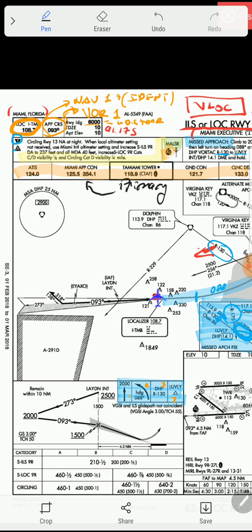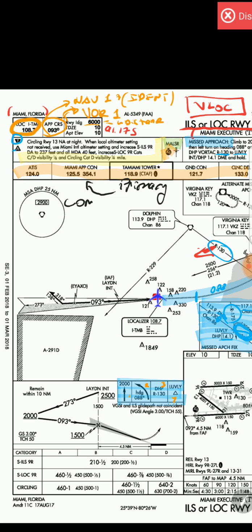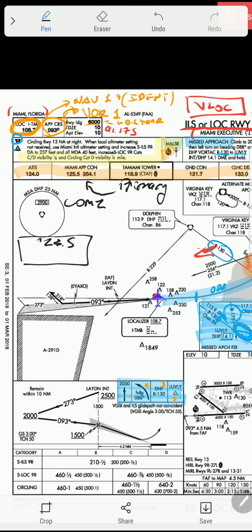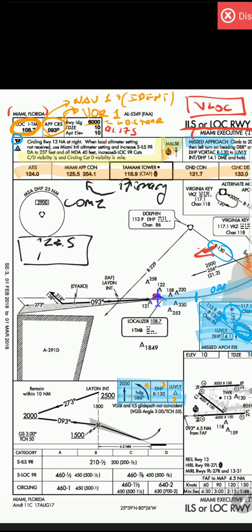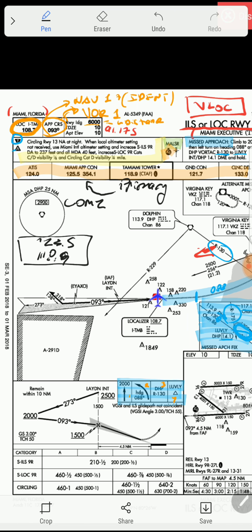So the first frequency, your communication one, let's say for example in here, I should have 125.5 on the top on active, because I have to talk to these guys so I can make requests to them, and then I gotta have 118.9 on the standby. Why that on the standby? Because that's the next frequency that I'm going to use.